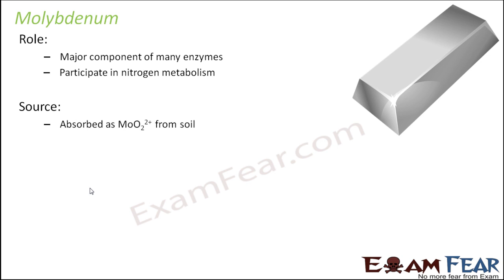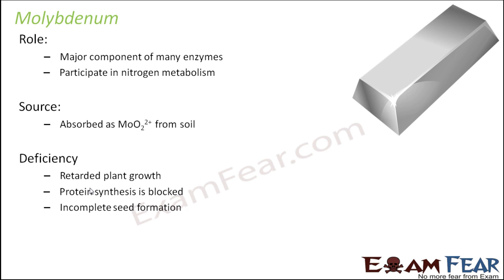Source of molybdenum: it is absorbed as MoO2 from the soil. Deficiency of molybdenum can cause retarded plant growth. Protein synthesis is blocked. Incomplete seed formation, because these are the places where molybdenum was playing a role. So during its absence, all these aspects will get affected.